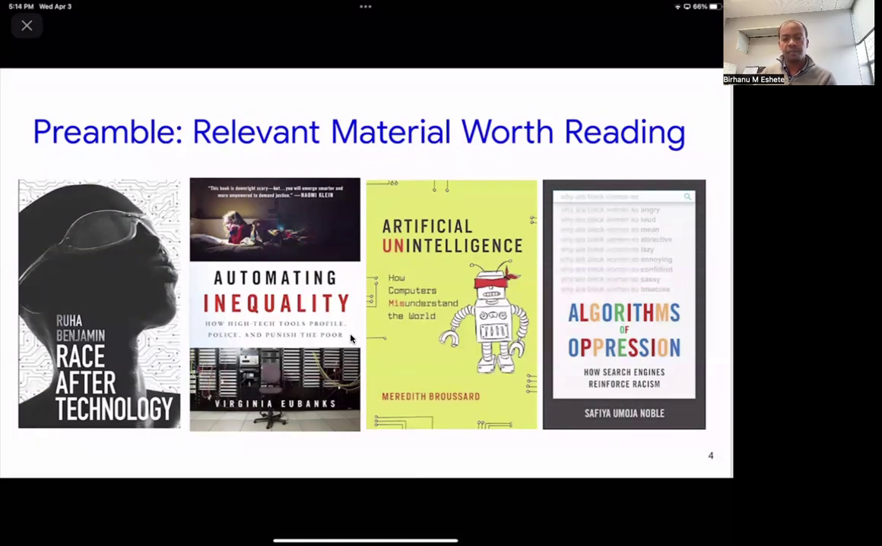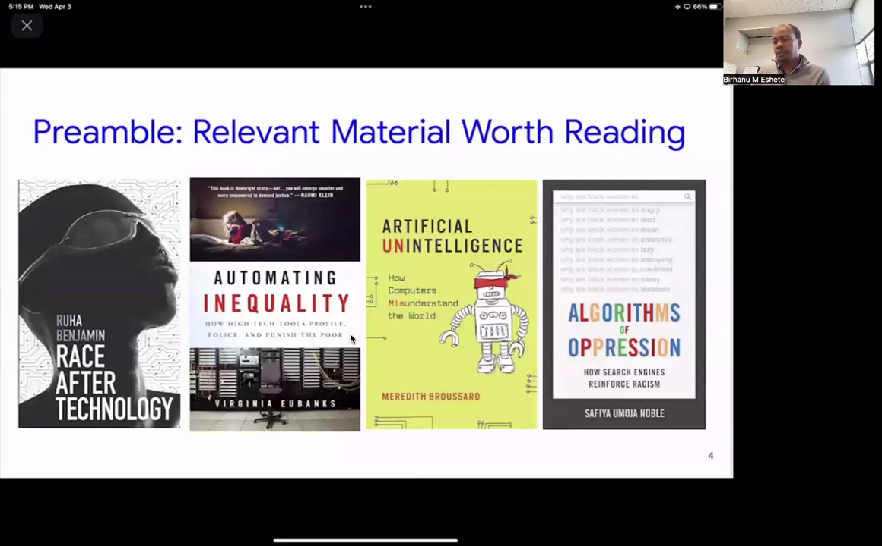Yes, there is some technical element, there is some statistical element to it, as we will discuss. But there's also literature that came out over the years that looks at fairness, discrimination, and oppression from the lens of different socioeconomic perspectives. For example, race. This book by Ruha Benjamin, Race After Technology, is one good example of that. The other book is Automating Inequality. This also looked at how high-tech tools profile, police, and punish the poor.